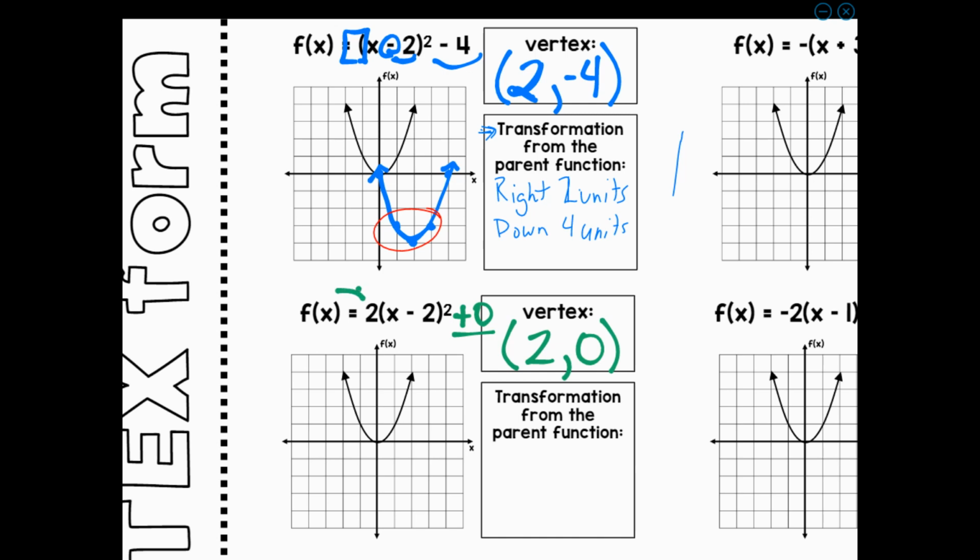This right here is my A. It has nothing to do with my vertex. It has to do with my slope. It has to do with the wideness or the narrowness of the U shape. So my new vertex is going to be at 2, 0. So it's going to be right here.